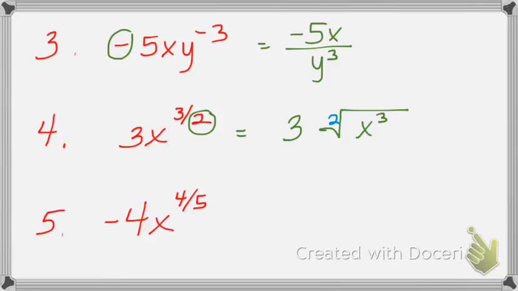Number 5. Alright, the negative 4, it's just a number, it comes outside. Alright, 5 is the root, so 5 goes inside the root. 4 is the power, so we have x to the fourth.